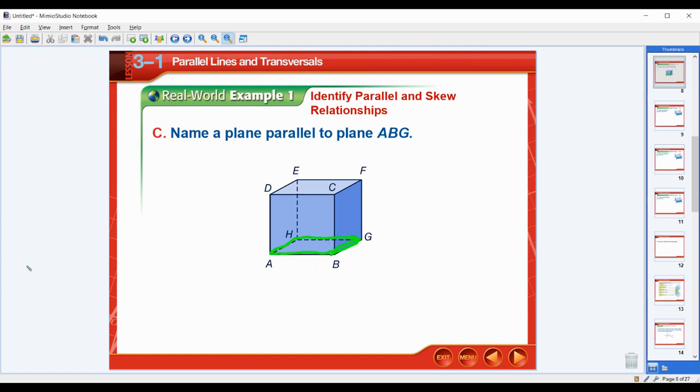So we need to name the plane that is parallel to this green box, and we kind of already talked about this. When we have two planes in a cube, like the top face and the bottom face, they never intersect, and they are parallel. As you can see here, this top plane and this bottom plane will never intersect. So we could say plane DCF.